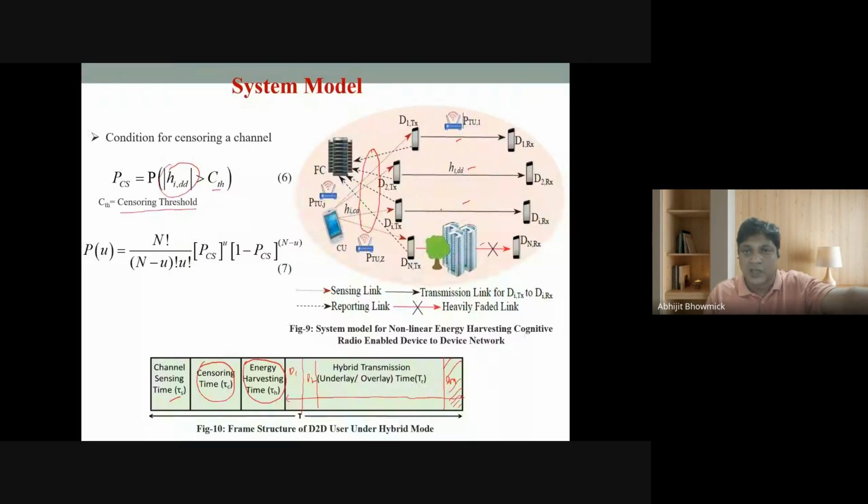whose channel condition is very bad can be eliminated from the system, and the total available transmission time can be allocated to the rest of the users, those who have a good channel condition. This is how we can improve our system performance.